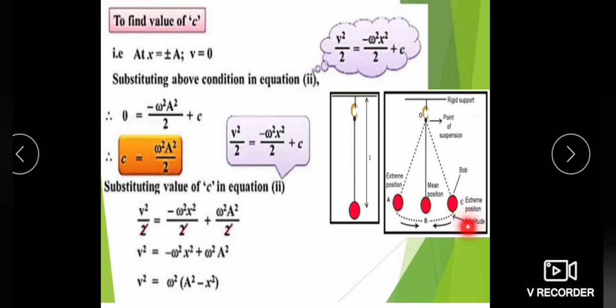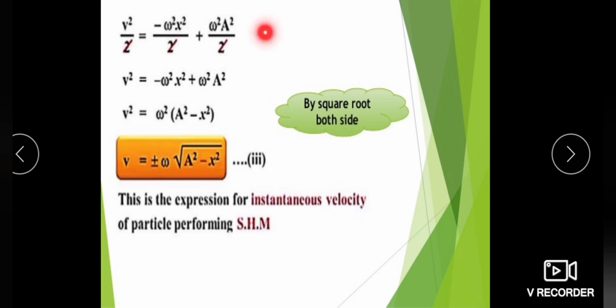In the extreme position v equal to 0, substitute this value, find constant c, and then solve this equation. We get v square is equal to omega square into a square minus x square. v is equal to plus minus omega square root of a square minus x square. This expression gives the value of v at any position x.